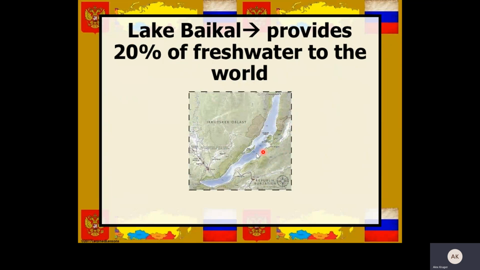And then we've got Lake Baikal. This is a picture of it. That's also located entirely within Russia, and it provides 20% of fresh water to the world. So there is a ton of fresh water in that lake.